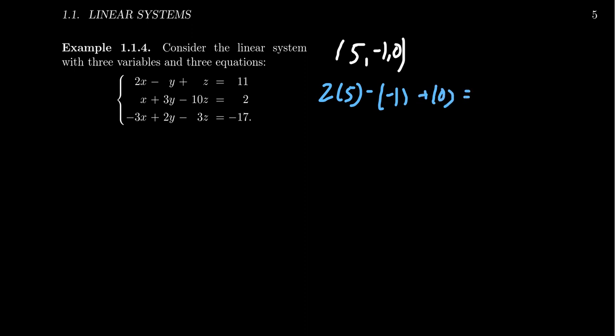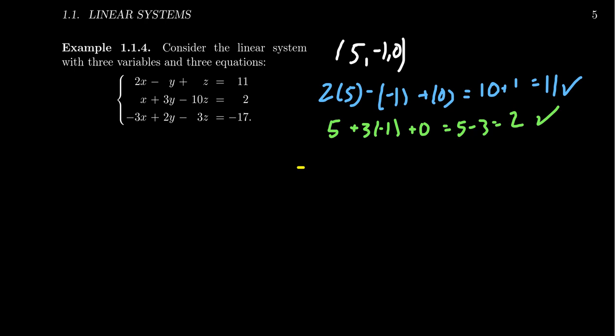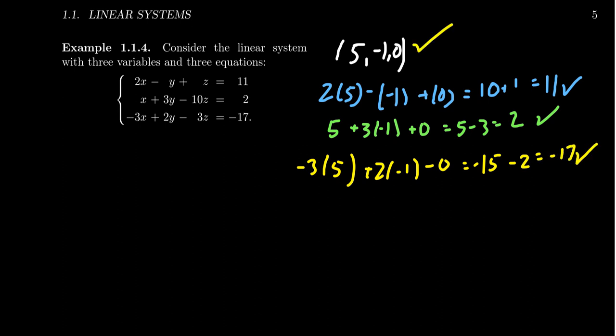You'll get 2 times 5, which is 10, plus 1. That's equal to 11. So that worked out. For the second equation, you're going to get 5 plus 3 times negative 1 plus 10 times 0, which is 0. So you end up with 5 minus 3, which equals 2. That checks out. And then lastly, we get negative 3 times 5 plus 2 times negative 1 minus 0. You'll get negative 15 minus 2, which adds up to negative 17. So we see that this is in fact a solution, but we actually could try other values as well.